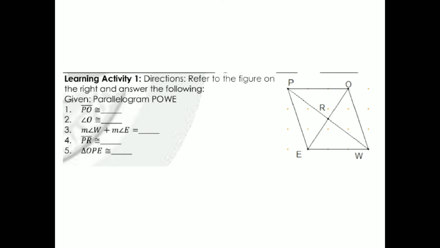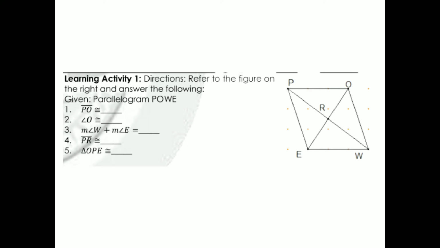So let us answer learning activity number 1. It is fairly easy. In the figure, side PO, according to our property in parallelograms, its opposite side is congruent. Since its opposite is EW, our answer is side EW. It is the same with the angle in number 2: opposite angles are congruent. So its opposite is angle E, and that is the answer.